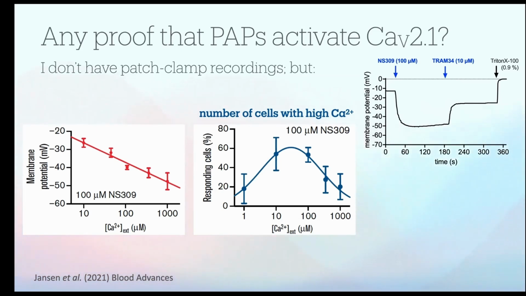So if you have a very low Gardos channel activity, let's say at the 1 micromolar calcium concentration, then the Gardos channel is not very active. It's closed. You don't get much of a polarization or depolarization, and the number of high calcium cells is rather low. Then, if we increase the calcium concentration, the Gardos channel becomes more active.